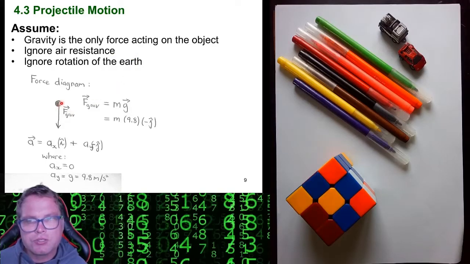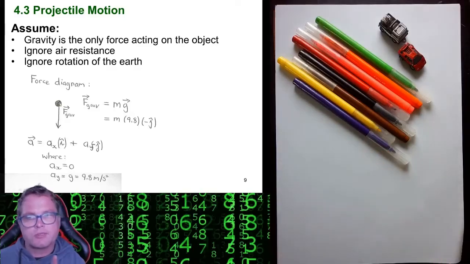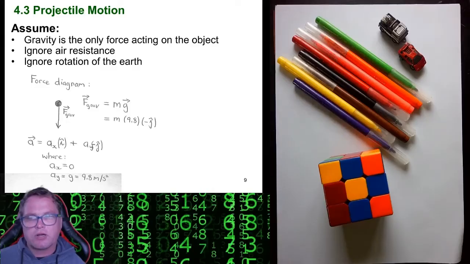If we are to draw a force diagram of the forces acting on the object as it travels through the air, then the only force will be the force of gravity, which is acting downwards.